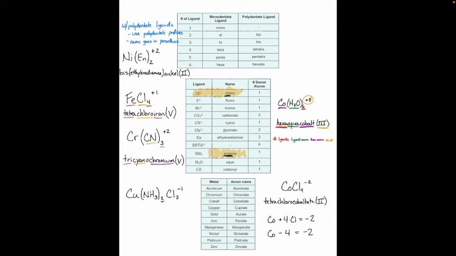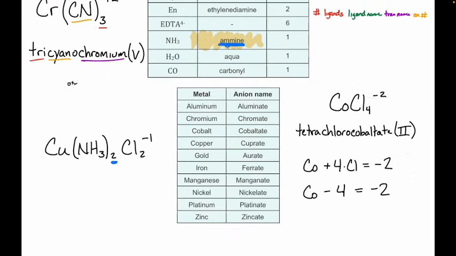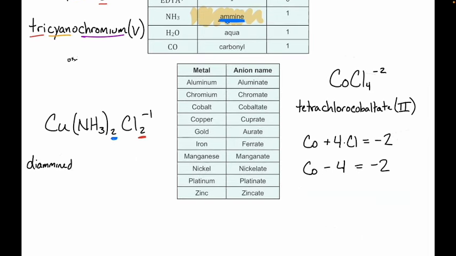All right, so there are two NH3 groups, what we refer to as amines. So in my name, I'm gonna start out with diamine. And then I also have two chloro groups, right? We call those chlorines chloro groups. So I'm just gonna tack that on there, dichloro.